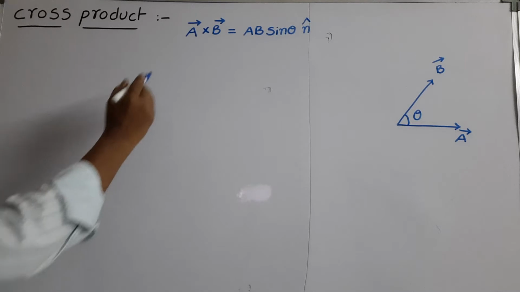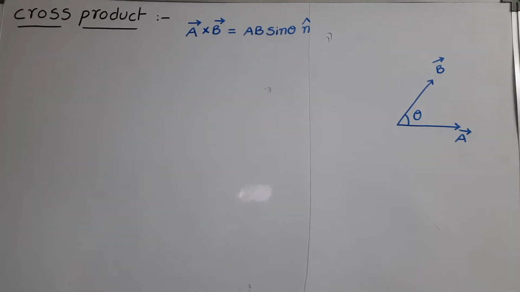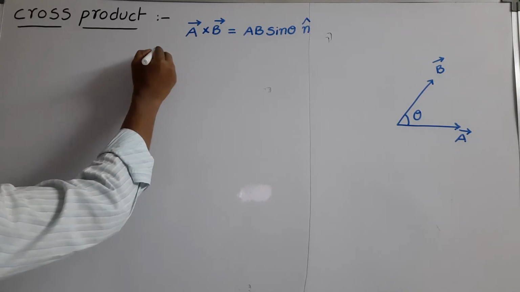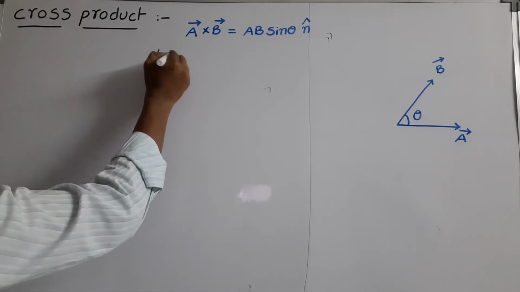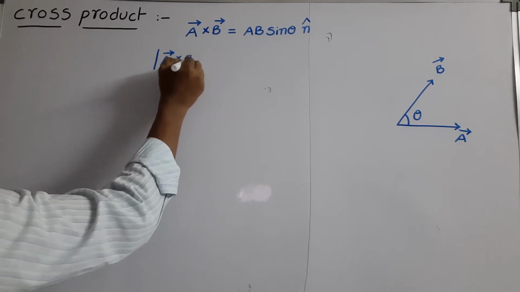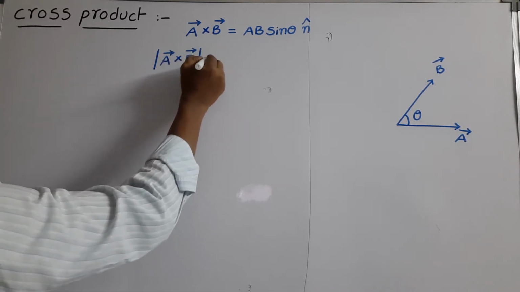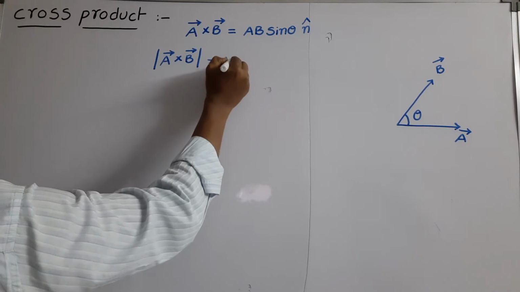You know, a bar cross b bar is equal to ab sine theta into n cap. We want to calculate the magnitude of the cross product. The magnitude of a bar cross b bar is equal to ab sine theta.